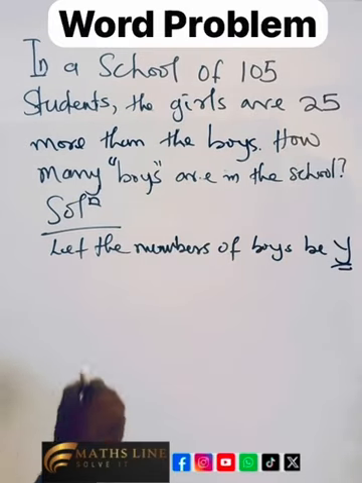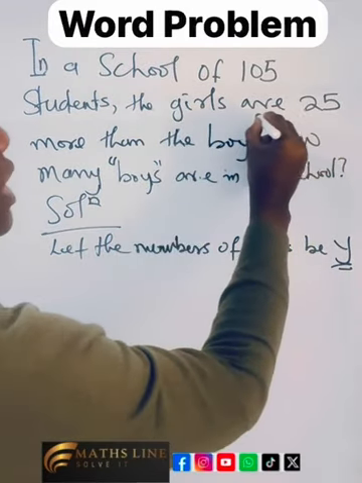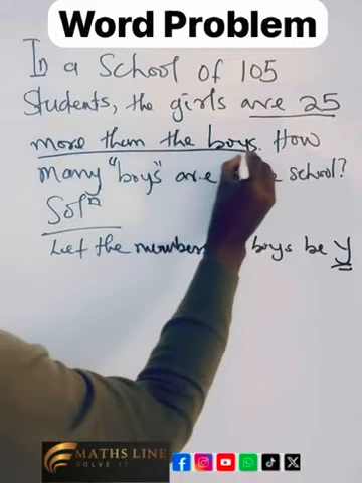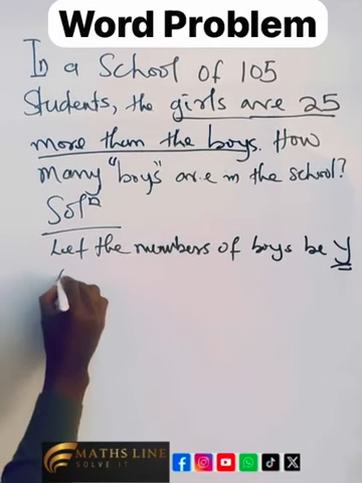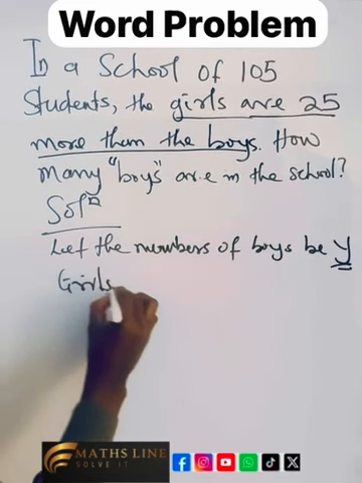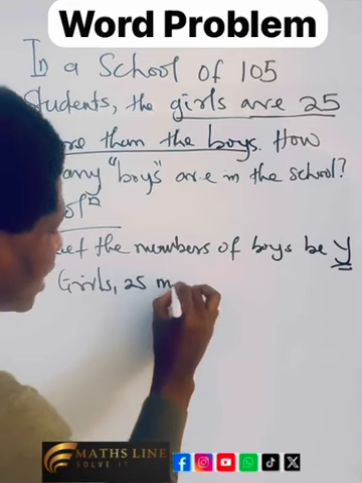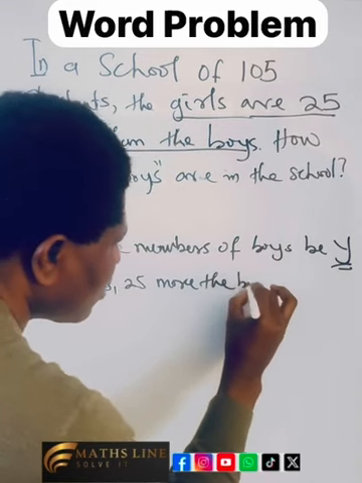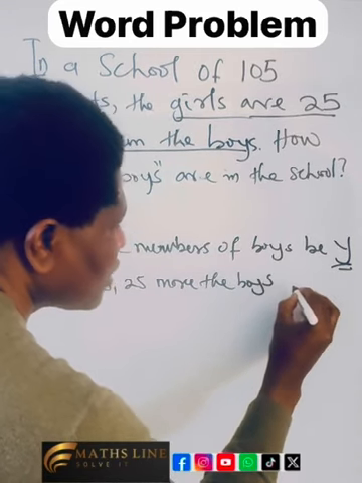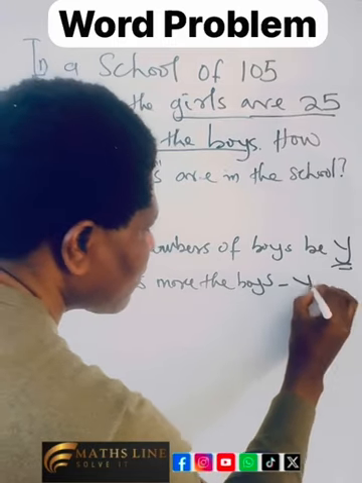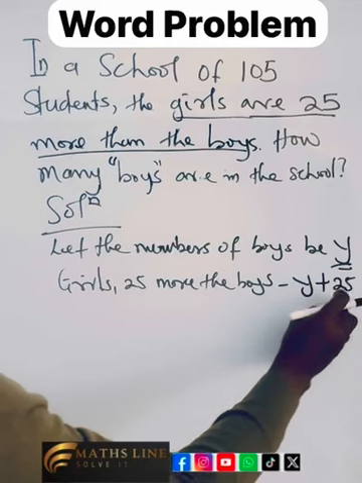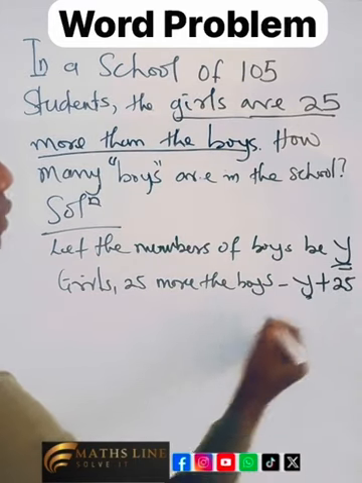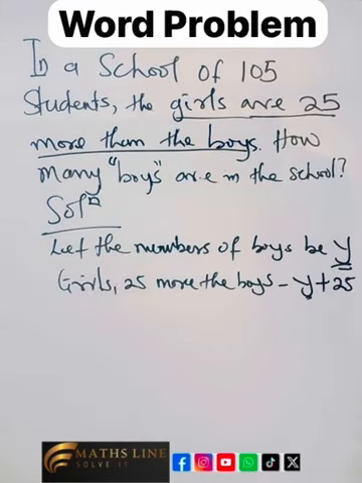Now, the question also stated that the girls are 25 more than the boys. So you can see that it said 25 more than the boys. So we can say that the girls, 25 more than the boys, can be written as y plus 25. So you can see that the girls are 25 more than the boys, but we don't know the value of our y, which is represented as boys.